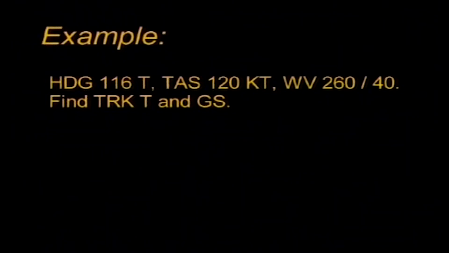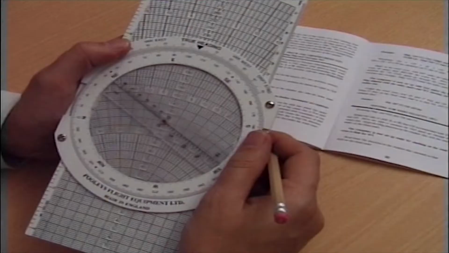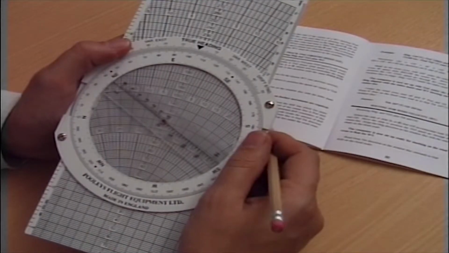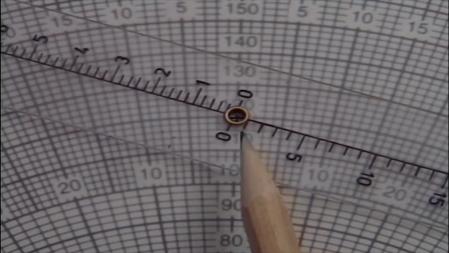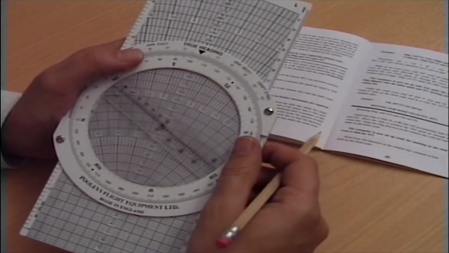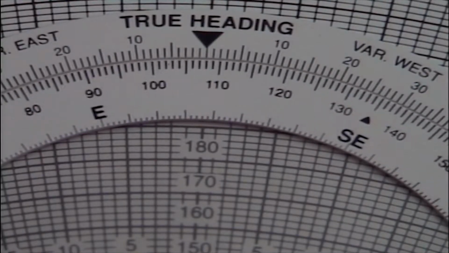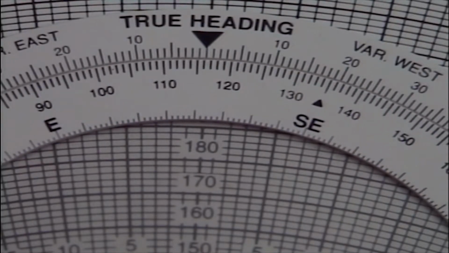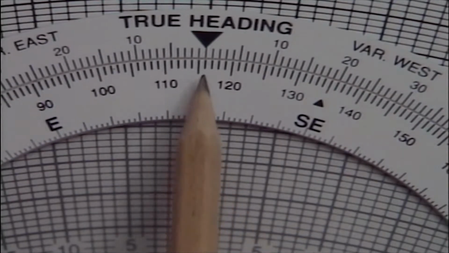Let's try an example. Your heading is 116 degrees true, TAS 120 knots, wind velocity 260/40 knots. What is the track true and ground speed? There is 120 knots set underneath the centre dot. Now rotate the inner scale so that the given heading of 116 appears under the true heading index.